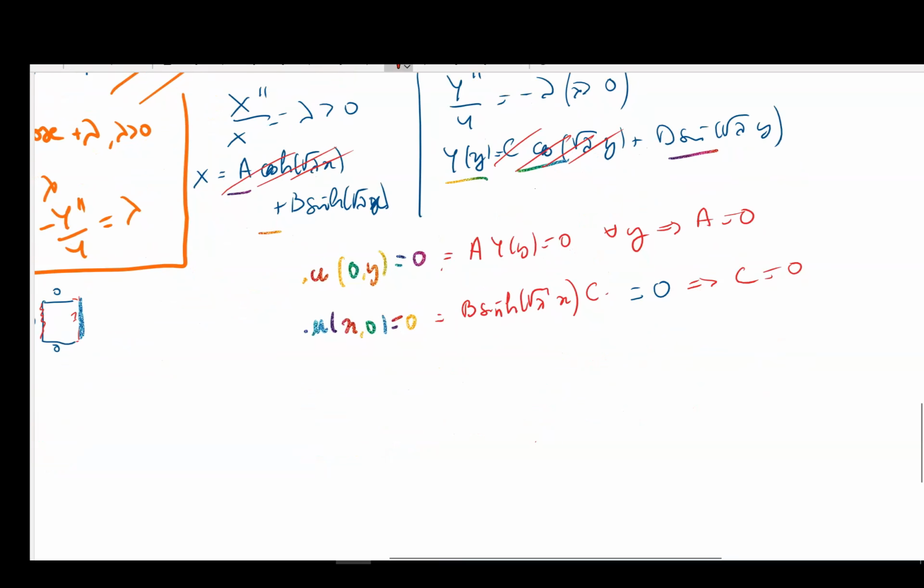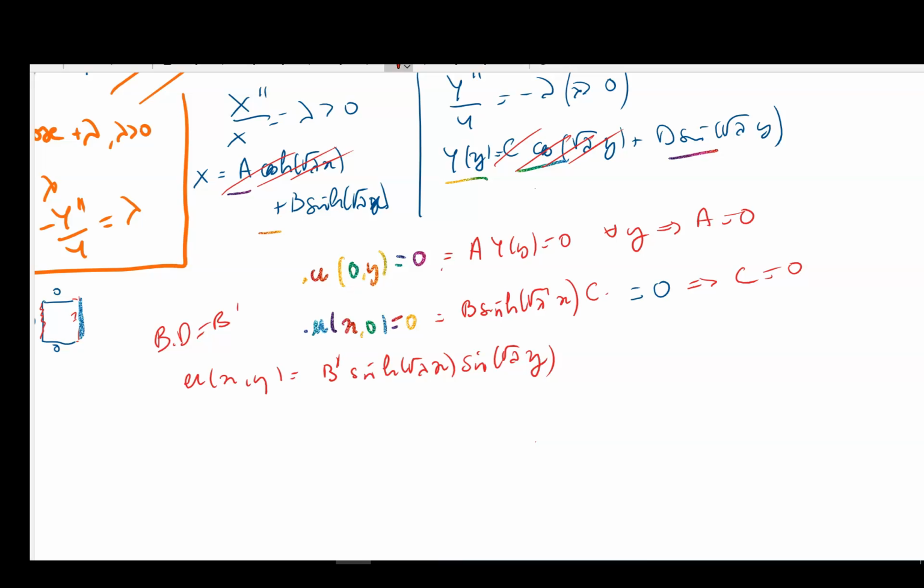Okay, so let's write what we have for the moment. We have that u of x,y is going to be b sinh of square root of lambda x times d. So let's write that b times d is equal to b prime times the sine of square root of lambda times y.